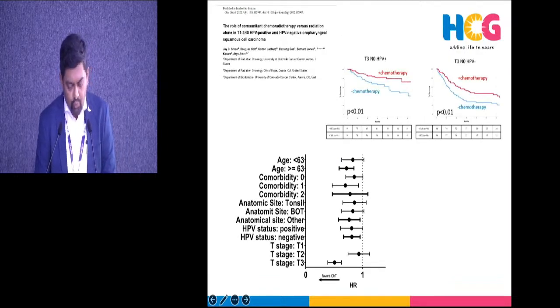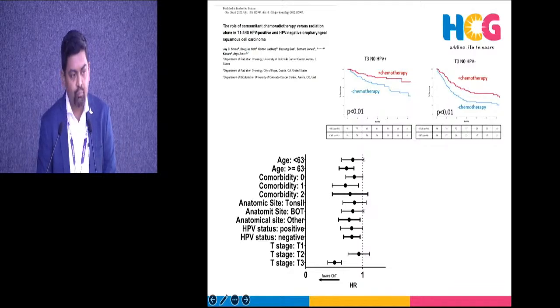The role is also proven across HPV positive or negative, as the T stages remain important. For a T1, T2, adding a concurrent regimen didn't translate into any survival benefit. The moment we go to T3, even N0, there's definitely a benefit of concurrent regimens.